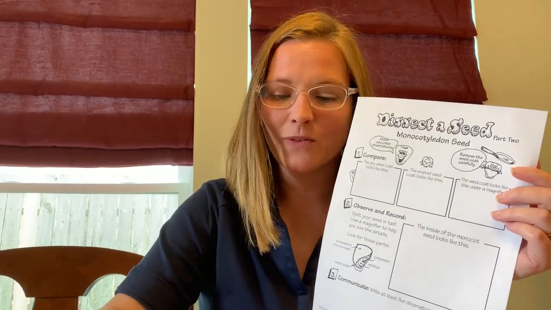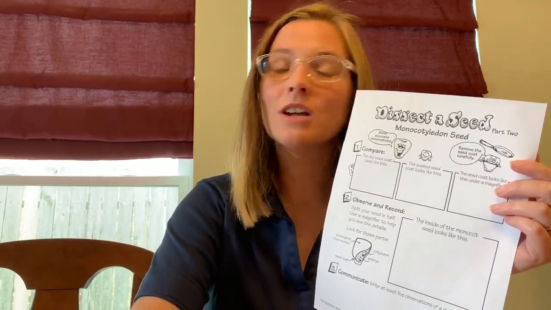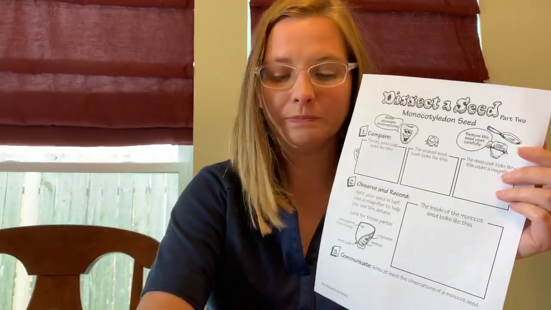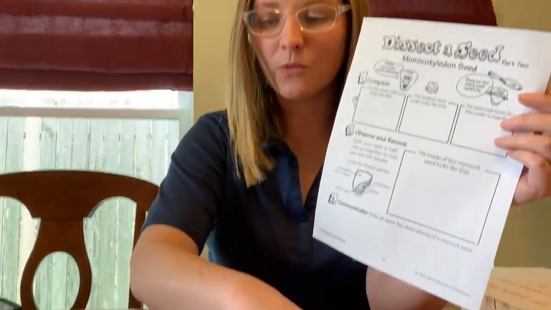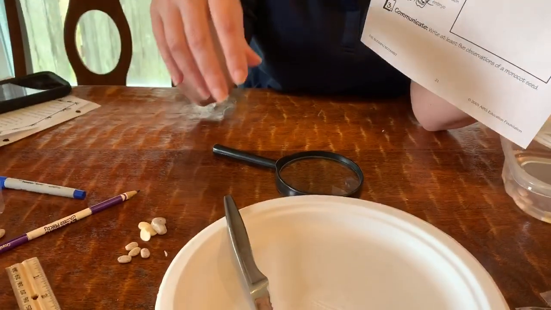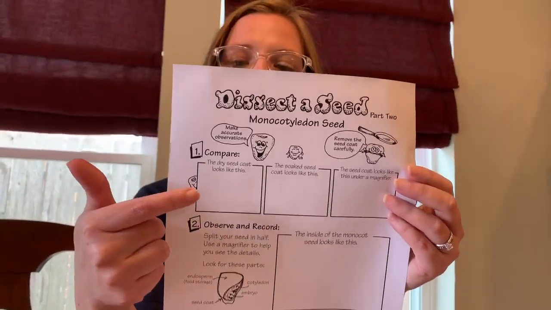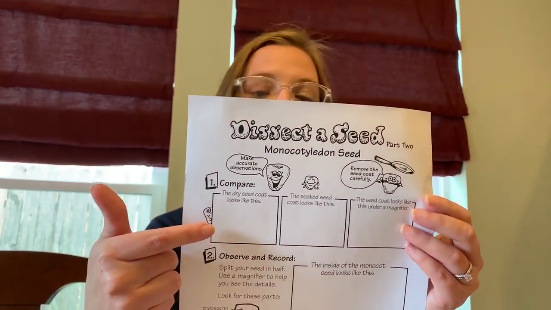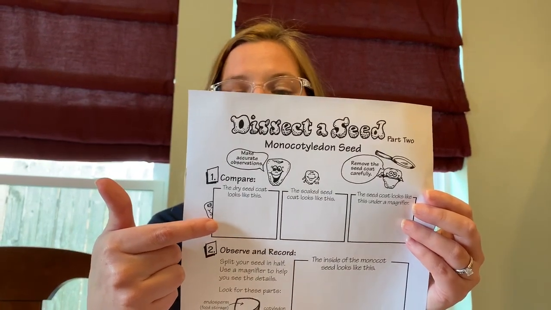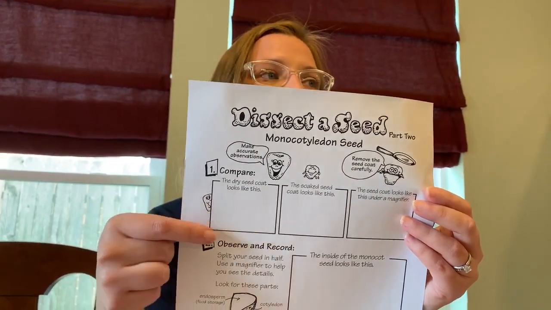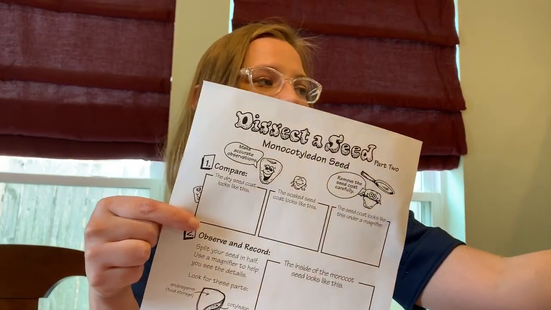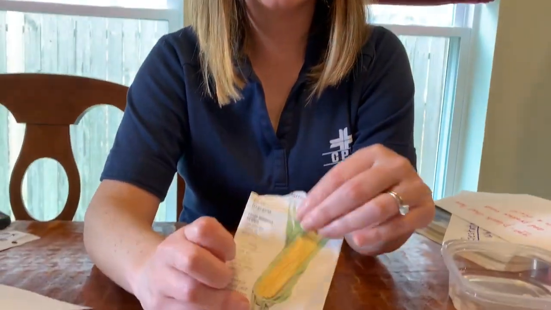Okay, so for this one, John, can you go get my seed packet that's over there on the counter? For this one, I went ahead and went to Cornelius's and I got some corn seeds for our monocot. And so for the first thing we're gonna do is we're gonna look at the dry seed coat and we're gonna draw a picture of the dry seed. So John is bringing me my seed packet that I left. See, these are the corn seeds here.